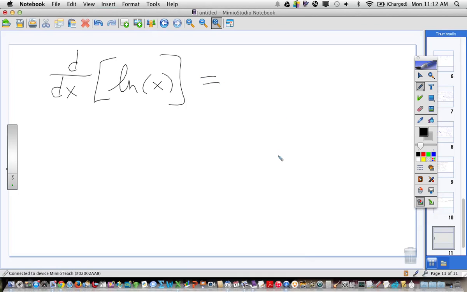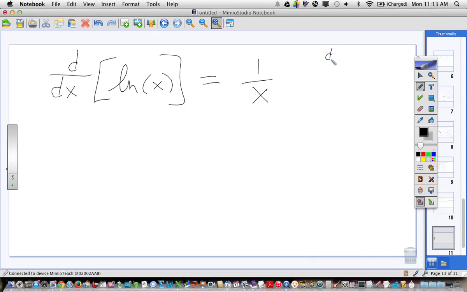Now, this is an interesting one, because most derivatives stay within the same family. If you have x to the third, the derivative is 3x squared. You have a power kind of function, your derivative is a power. Derivative of sine is cosine. Your derivative of a trig function, you get another trig function. You do the derivative of e to the x, you get e to the x. You do an exponential, you get another exponential. Logs is the exception. The derivative of ln x is 1 over x. That's it. 1 over x.